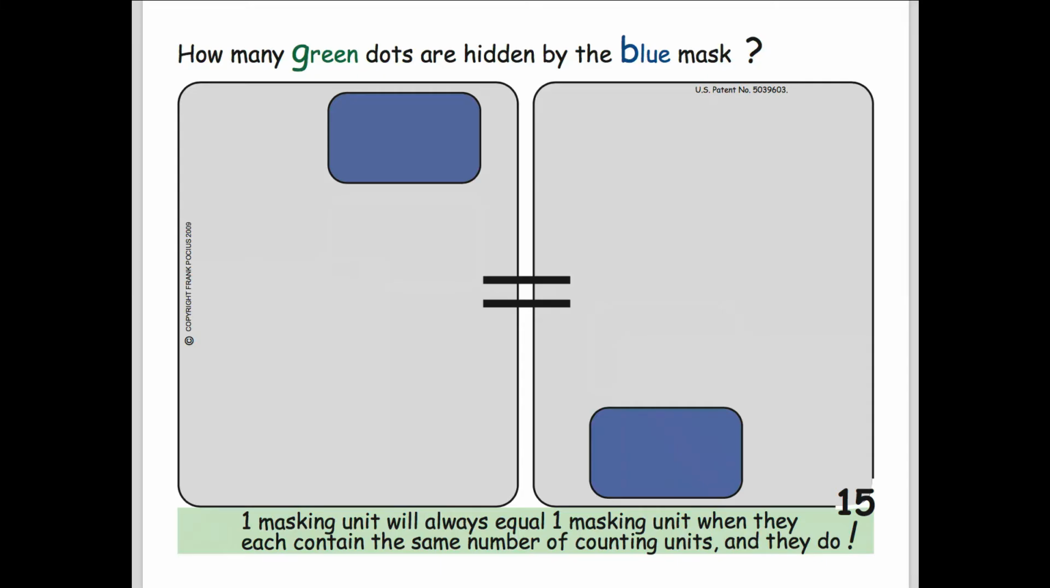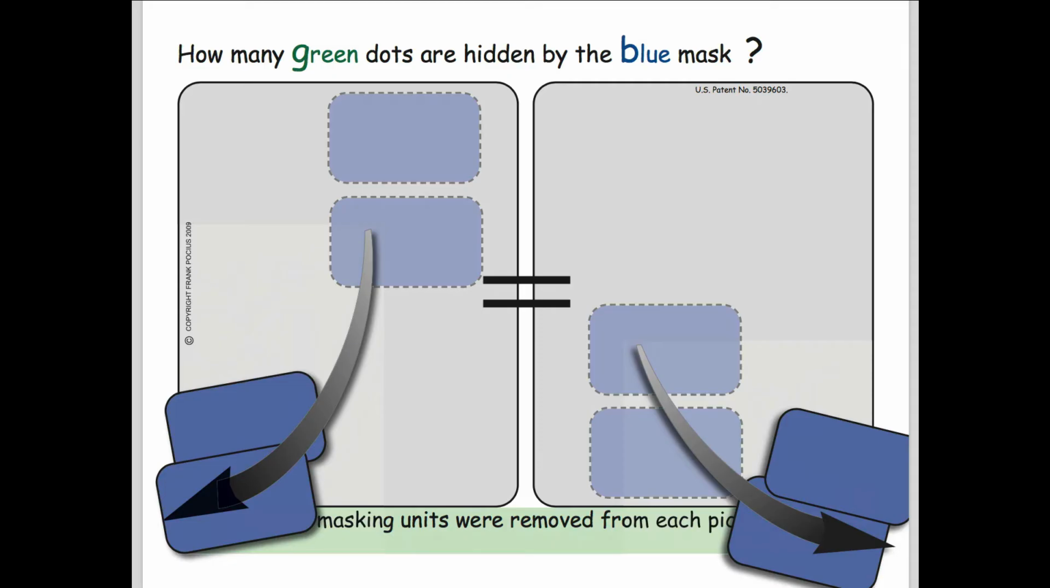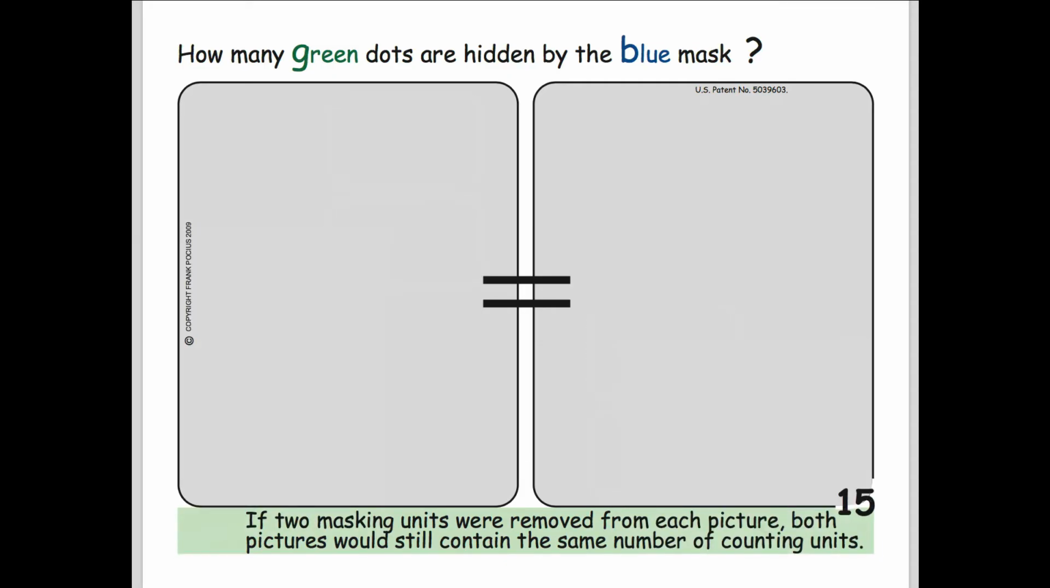1 masking unit will always equal 1 masking unit when they each contain the same number of counting units, and they do. If 2 masking units were removed from each picture, the 2 pictures would still contain the same number of counting units.